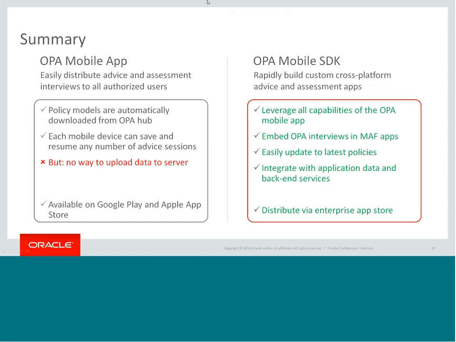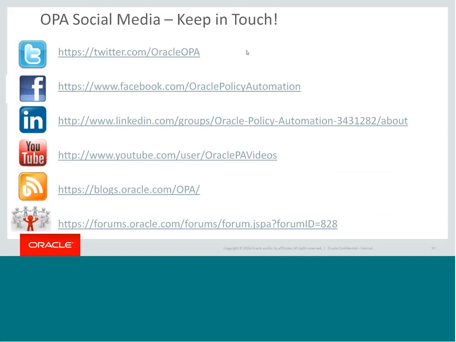You can embed OPA interviews into apps that you're building. You can easily update those policy models based on the updates your business users are making, and then integrate, as Phil has shown in those demos, with application data through a variety of means, and then distribute via the Enterprise App Store or via the traditional stores if that's what's needed. So that's the rundown. More than happy to take questions if people have them.